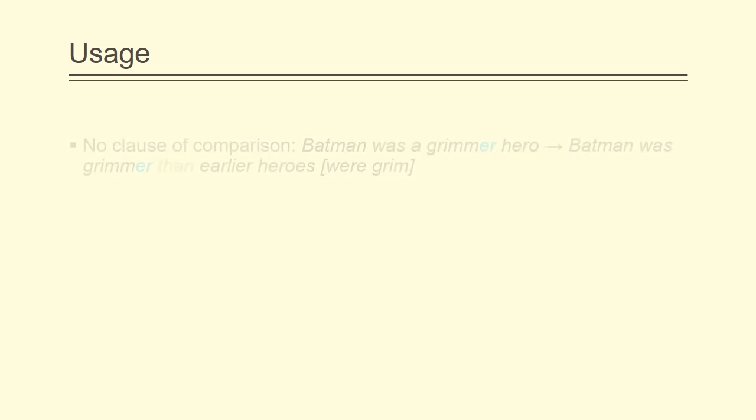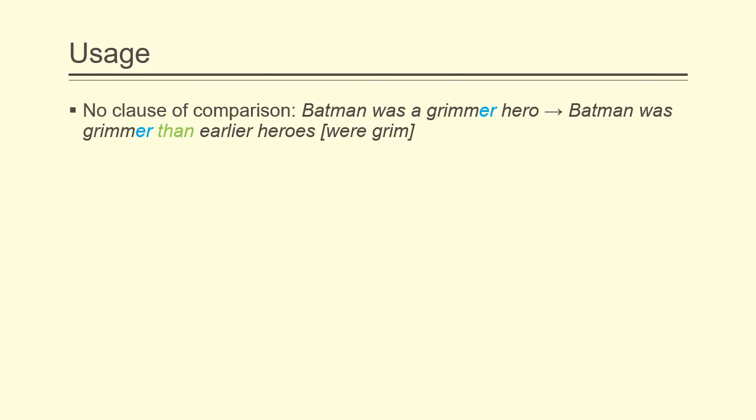On to a point of usage. So there are two things to look out for here. The first is when you don't have the clause of comparison. That is, you have the focusing word or morpheme, but you don't have the clause of comparison to complete that thought. So we have a sentence like, Batman was a grimmer hero. And if you think about this, there's a comparison that's implied, but it isn't stated. So probably something like, Batman was grimmer than earlier heroes, with the omitted were grim.